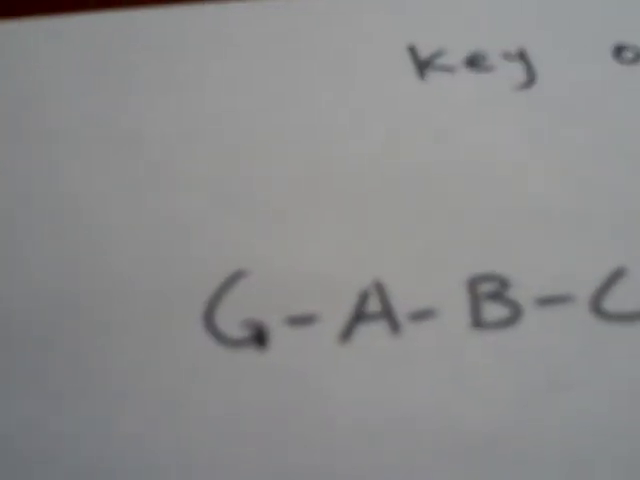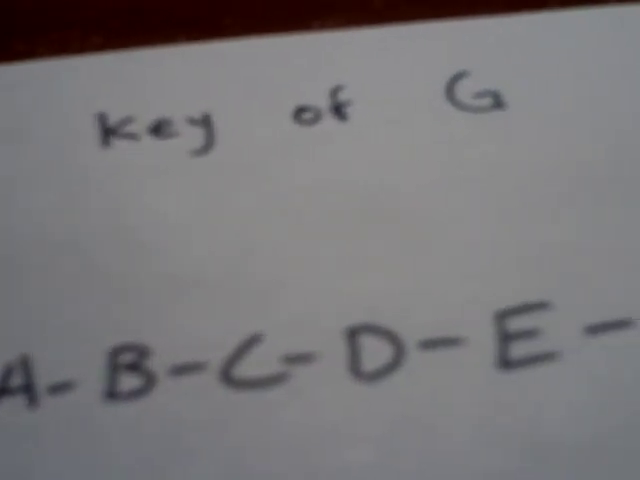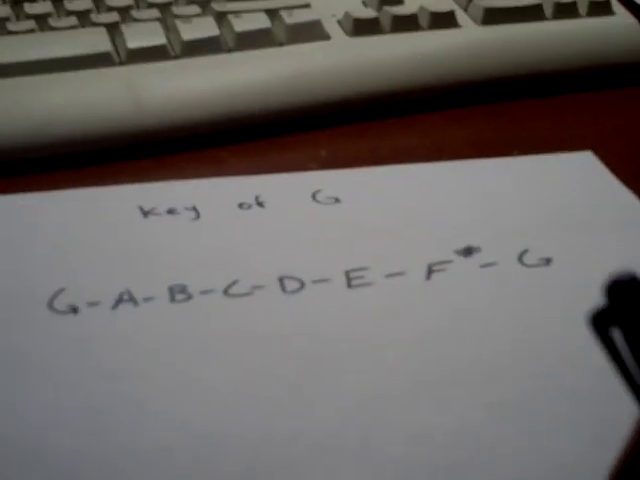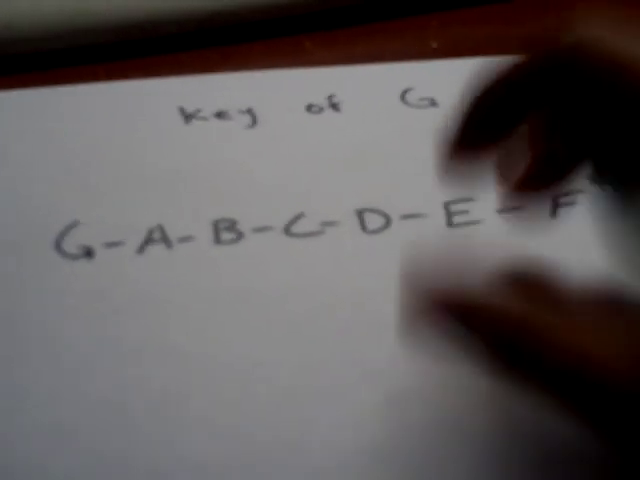Do, re, mi, fa, sol, la, ti, do. That's your G major scale: G, A, B, C, D, E, F sharp, G. Okay? That's what you've got to do. Now we're going to play a game.